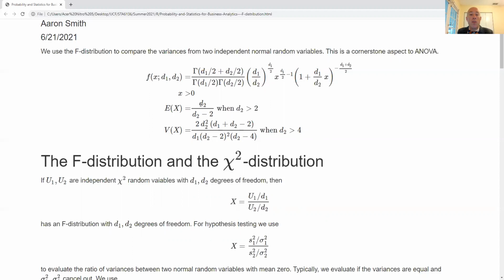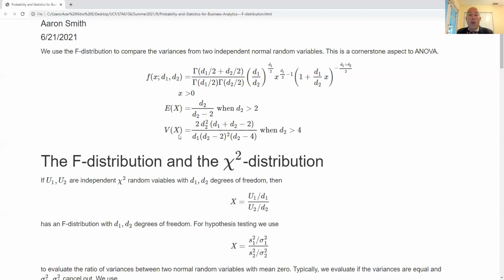The expected value is d2 over (d2 minus 2). Something to notice about this is that, first and foremost, there's no d1 involved. The expected value has nothing to do with what d1 is. Isn't that kind of weird? Isn't that surprising? We have an entire parameter not involved. Another thing to notice is that we've got a fraction with d2 minus 2 on the bottom. Therefore, d2 has to be greater than 2.